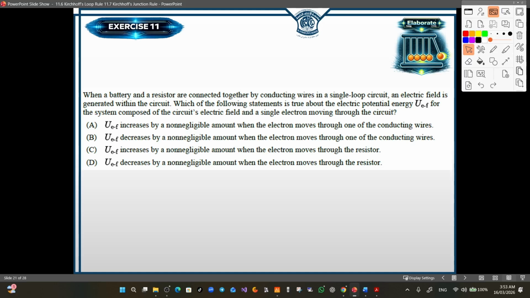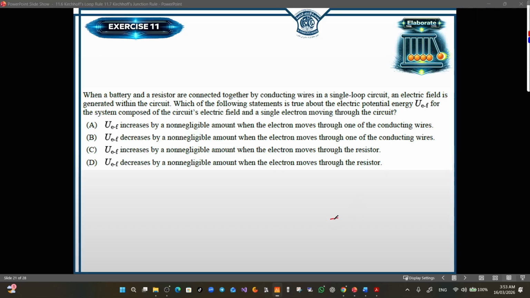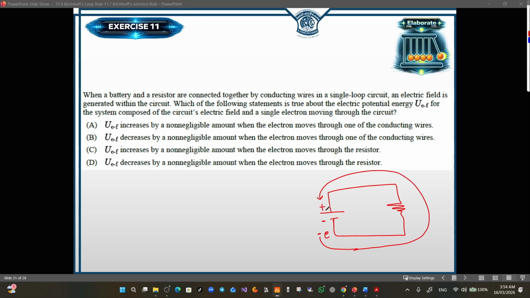Now remember that the electron always moves from the low potential to the high potential. So if we are assuming that this is the battery and we have a single resistor, then the electron will move from the low potential, technically the negative terminal of the battery, to the higher potential. During its motion, the electric potential energy of the electric field, the electric circuit system, will decrease.